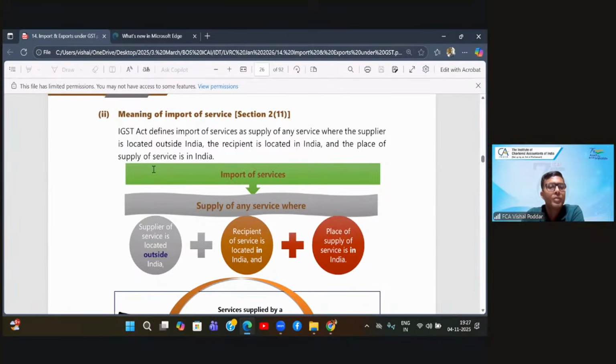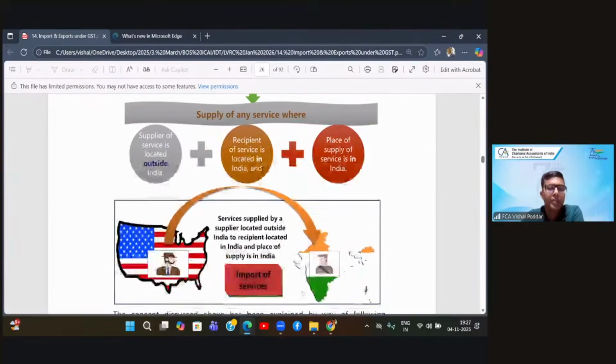Now, what is import of service? For this, three conditions are important. Supplier is outside, recipient is inside, and mainly the place of supply falls inside India. And this place of supply is determined by section 13. When all these three conditions are satisfied, only then we will call that transaction as import of service.